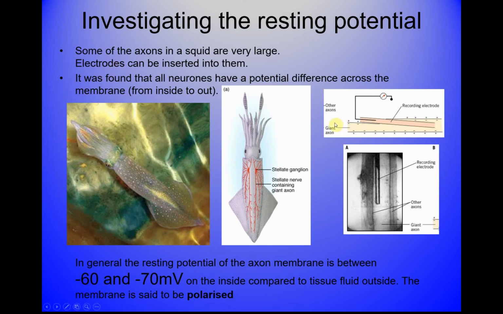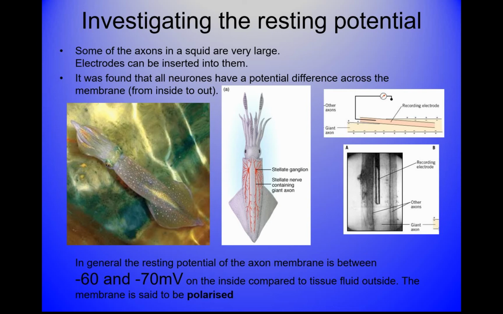What they found was that when they inserted an electrode into the axon, with one electrode outside and one inside across the plasma membrane or cell surface membrane, the inside of the axon, the axoplasm, and therefore the membrane, was negatively charged compared to outside. There was a potential difference across the membrane of between minus 60 and minus 70 millivolts, because different textbooks and different organisms have different resting potentials.